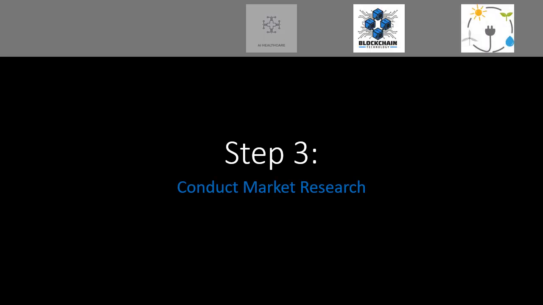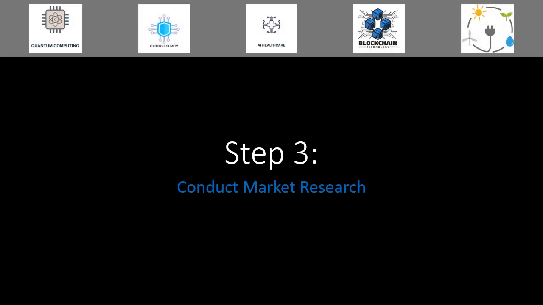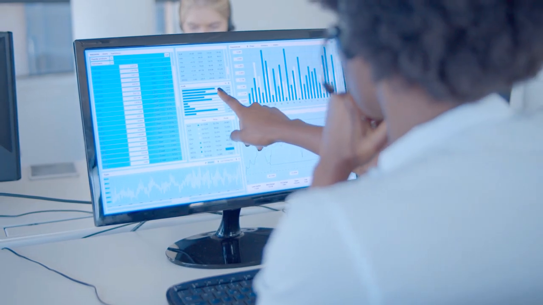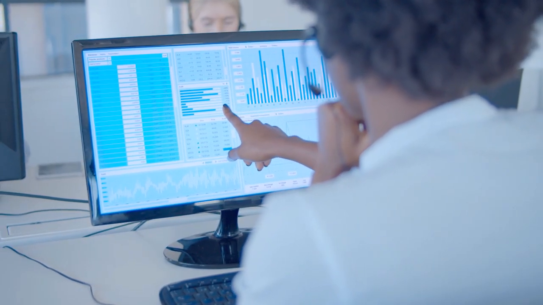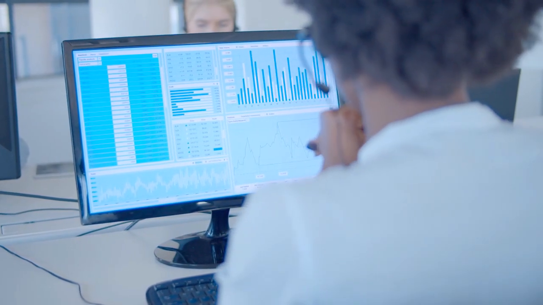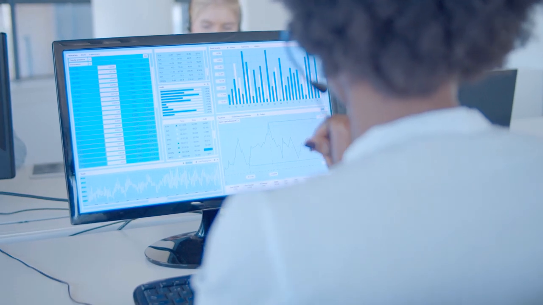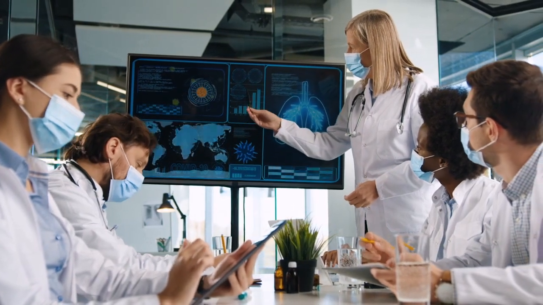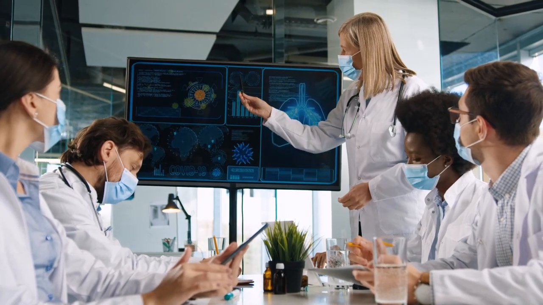Thorough market research is essential. This means analyzing market size, growth projections, and key competitors. Investigate industry regulations and technological trends that could affect your business. For example, AI-driven personalized medicine is growing rapidly. The industry is projected to reach $1.9 trillion by 2030.